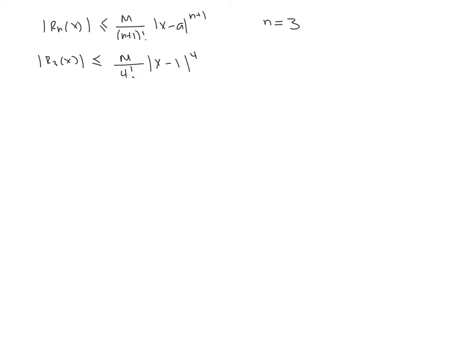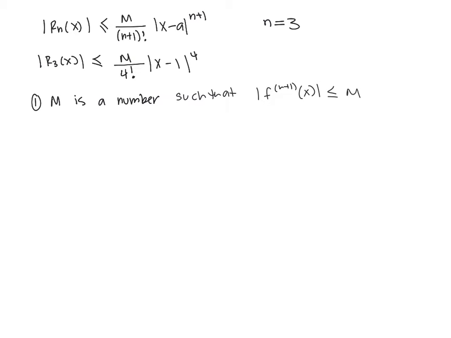Okay. Now, the next thing to do is to figure out what M is. So M is a number such that the absolute value of the (n+1)th derivative is less than or equal to this M on the interval in question. So we need to figure out what the fourth derivative is.